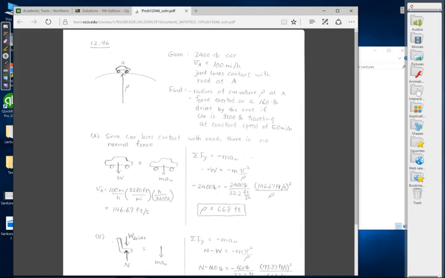if it's traveling at a constant speed of 50 miles an hour. So the first and the second parts of this problem are completely unrelated, meaning in the first part of the problem, we've got a light car and it's moving fast enough to lose contact with the road.